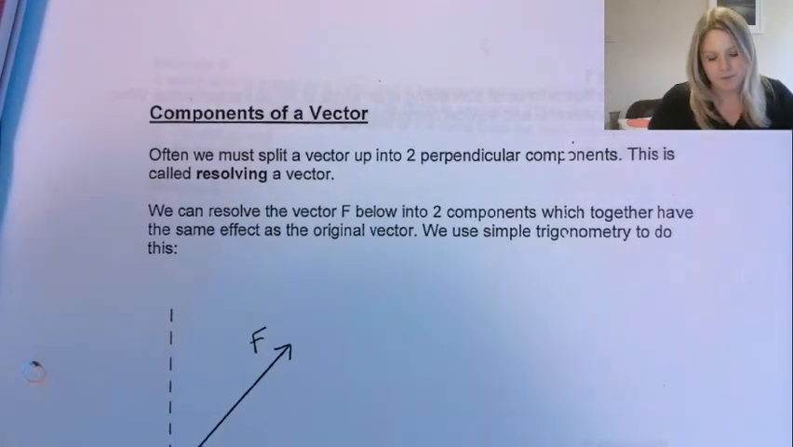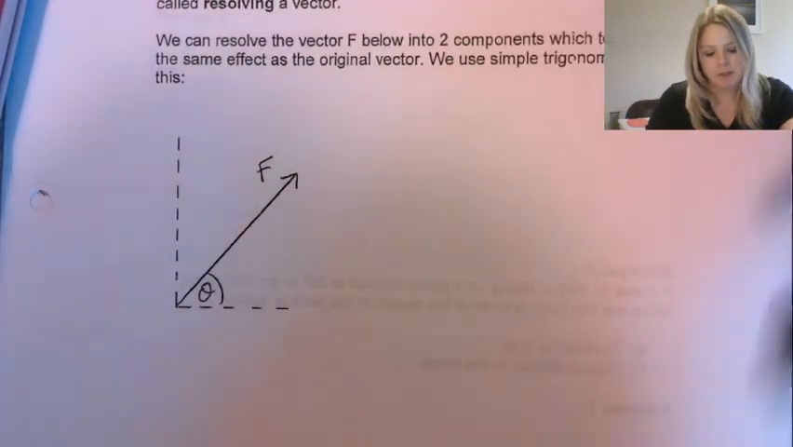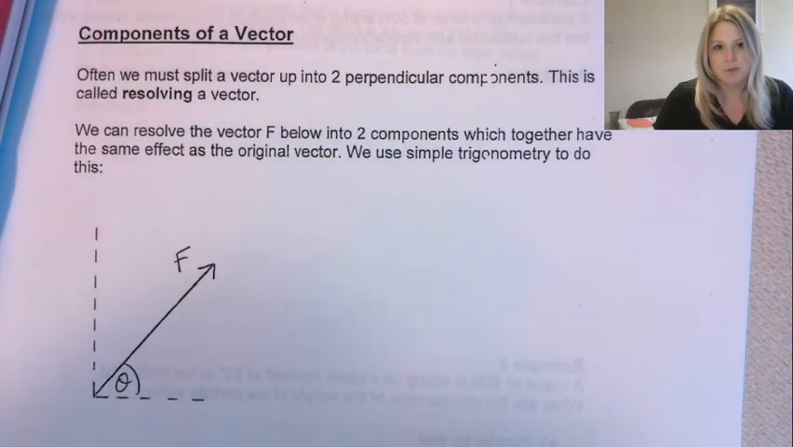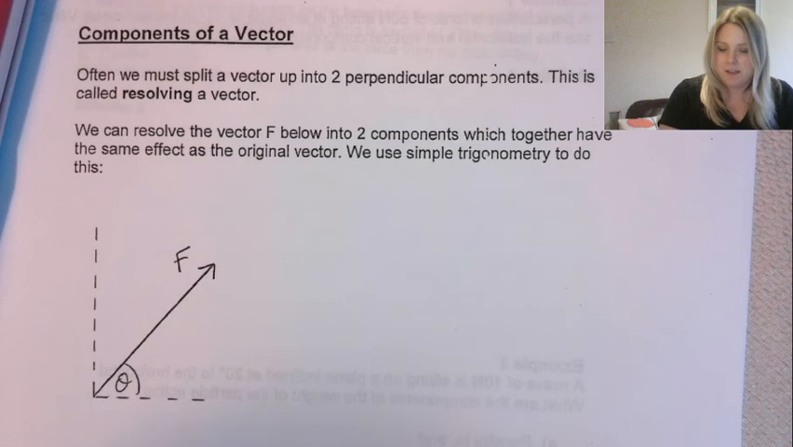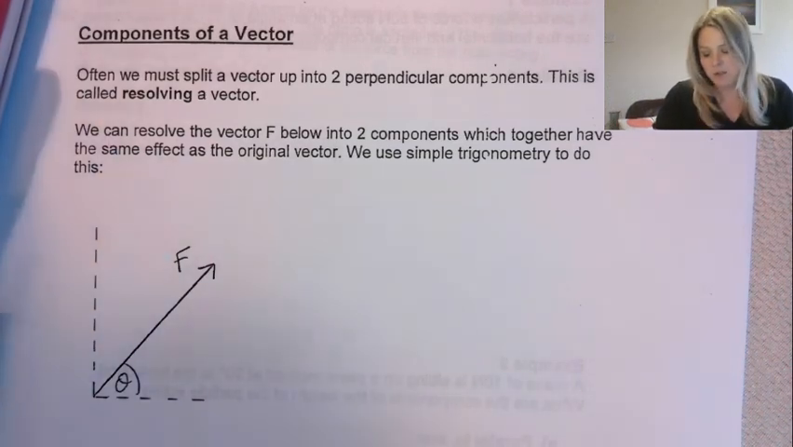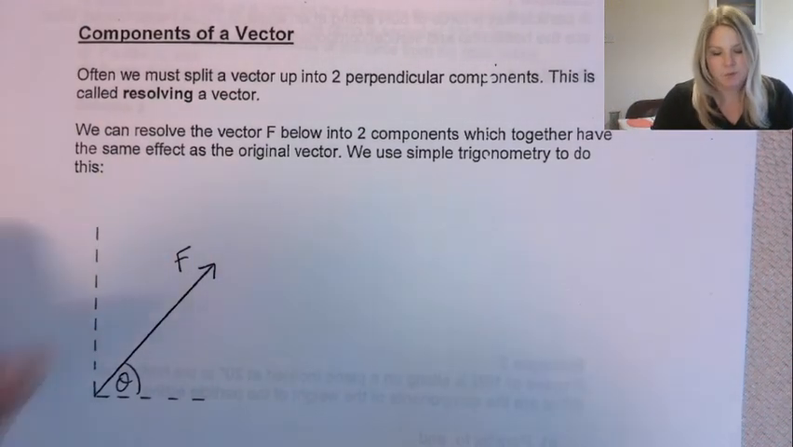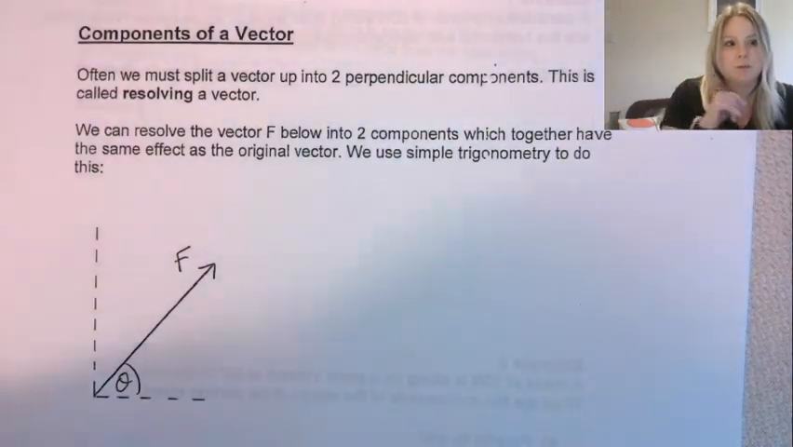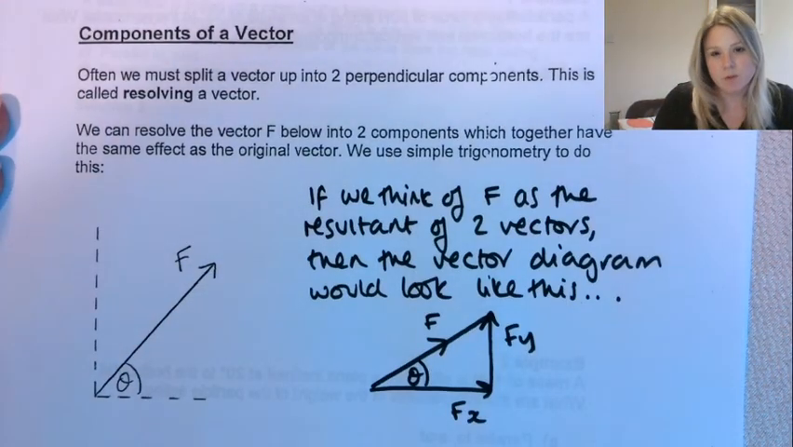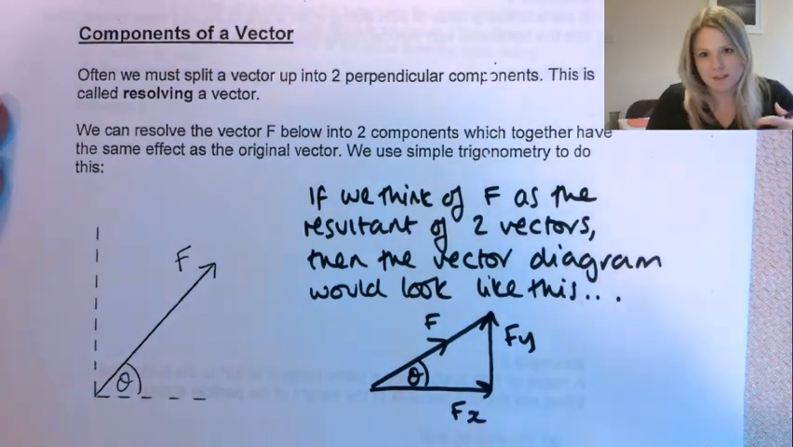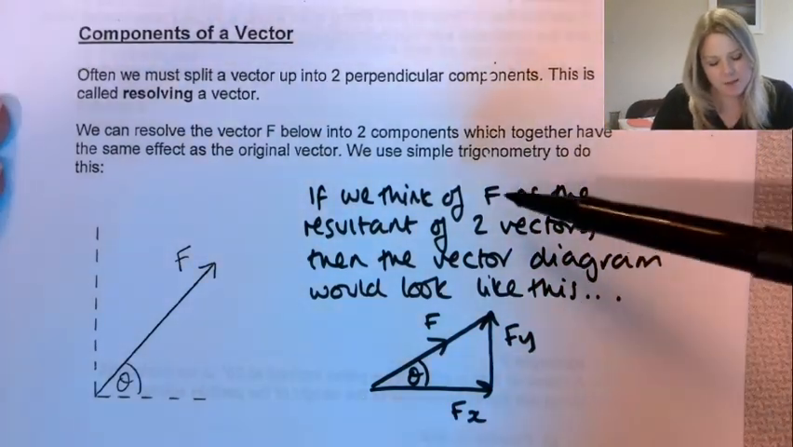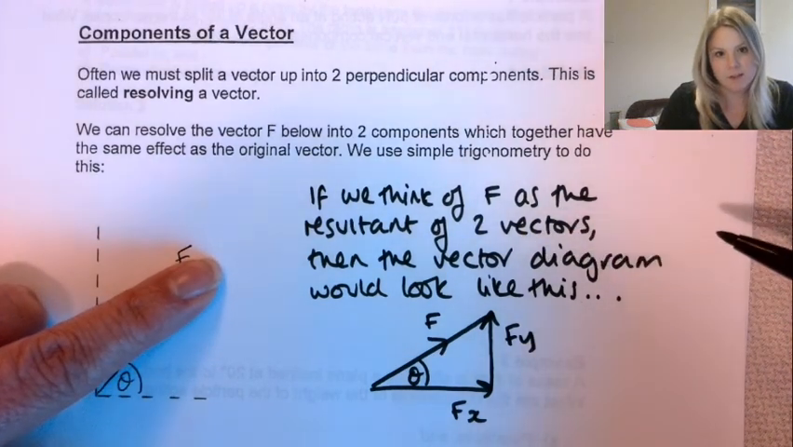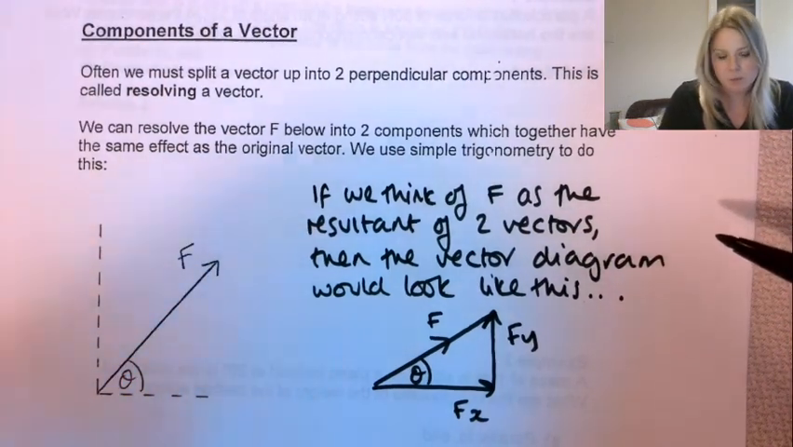The component that acts this way or the component that acts that way. So in our little example here, we can resolve the vector F below into two components which together have the same effect as the original vector, and we just use simple trigonometry. Hopefully you can see that it is just the reverse of combining to get the resultant. Okay, so you're going to have to keep pausing this to write things in, right? So if we think of this vector F as the resultant of two vectors, then the vector diagram would be like this.